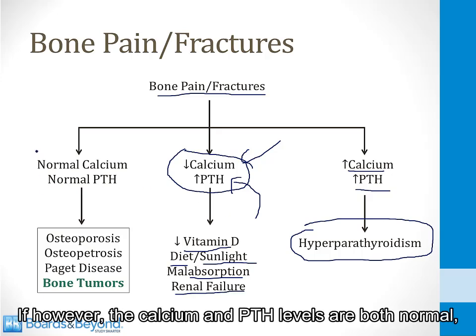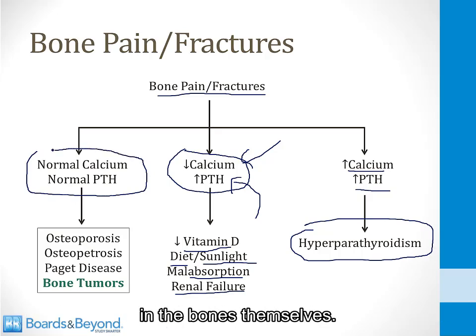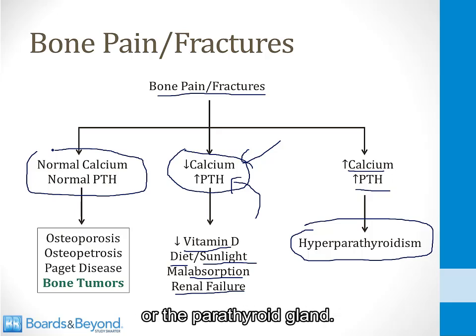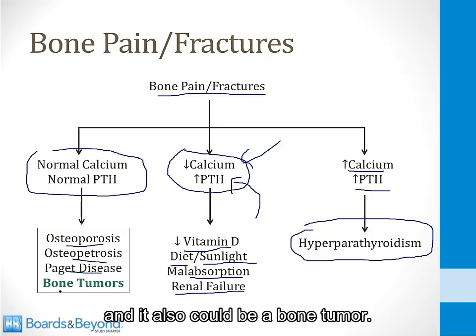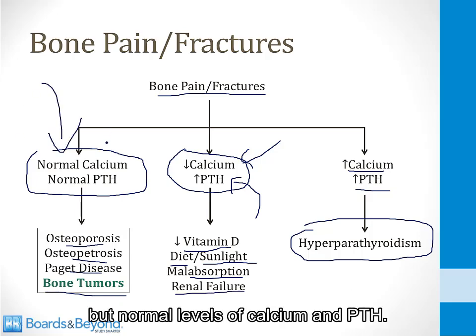If, however, the calcium and PTH levels are both normal, then you're dealing with some primary problem in the bones themselves. It's not an endocrine problem related to calcium or the parathyroid gland. So it could be osteoporosis, it could be osteopetrosis, it could be Paget's disease, and it also could be a bone tumor. This is how many bone tumors present: bone pain and fracture, but normal levels of calcium and PTH.